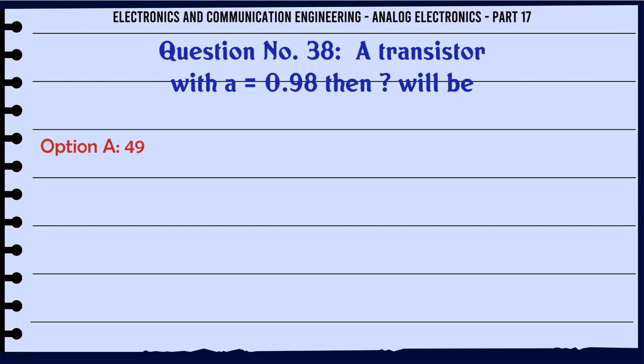A transistor with α = 0.98 will have β: A. 49, B. 50, C. 47, D. 48. The correct answer is 49.